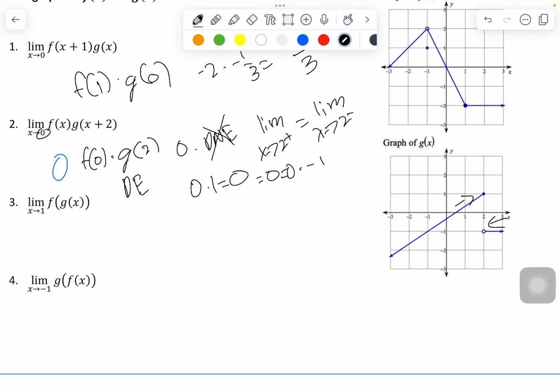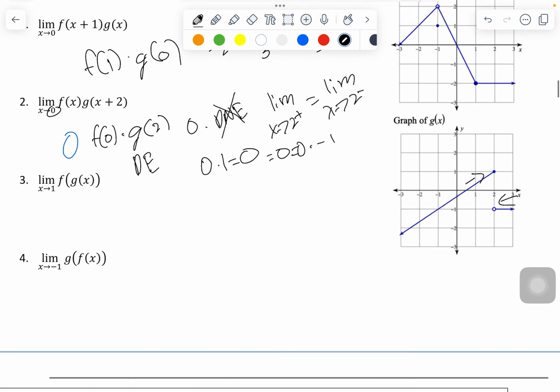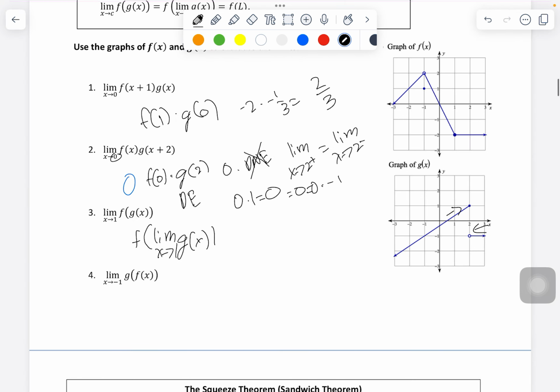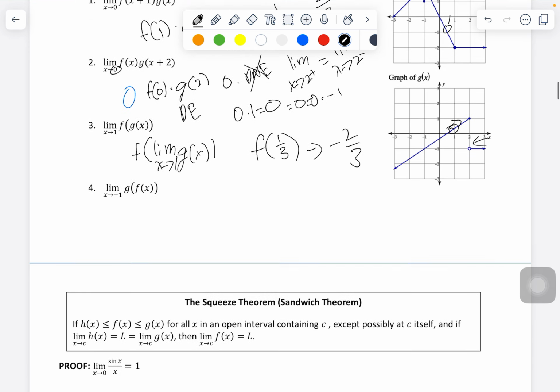So this limit actually does exist, and it exists at the value of 0. Okay. And now we have an interesting composite function here. So remember what we said. Limit as x approaches 1 of g of x. So the x approaches 1 and g of x, it's going to about 1/3. So we would say this is 1/3. And then what is the value at 1/3? It is about -2/3 here.